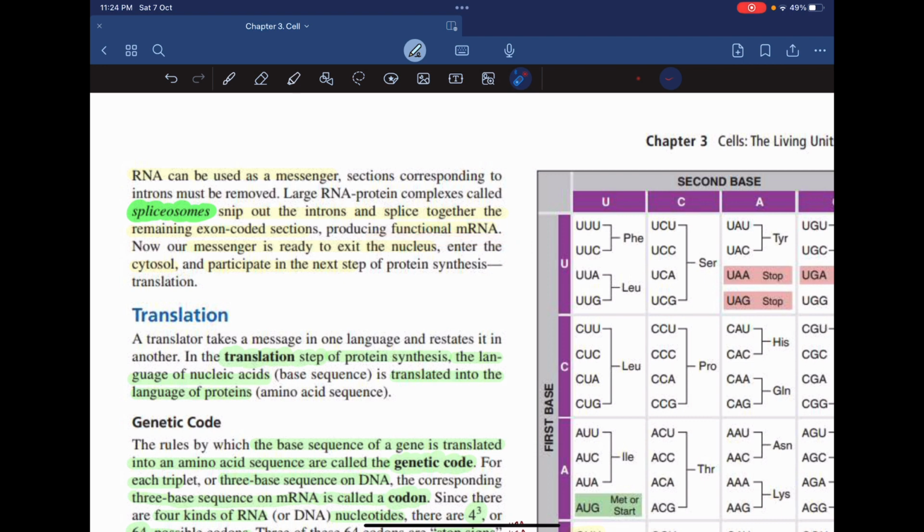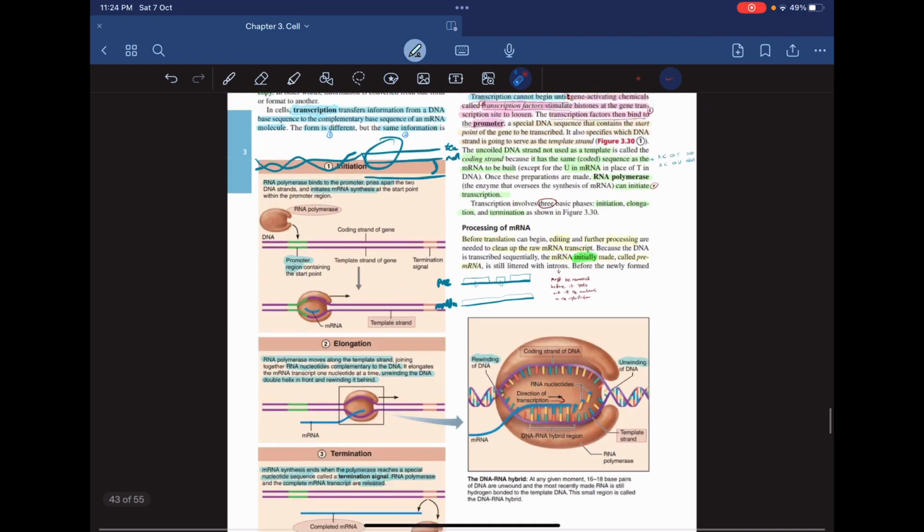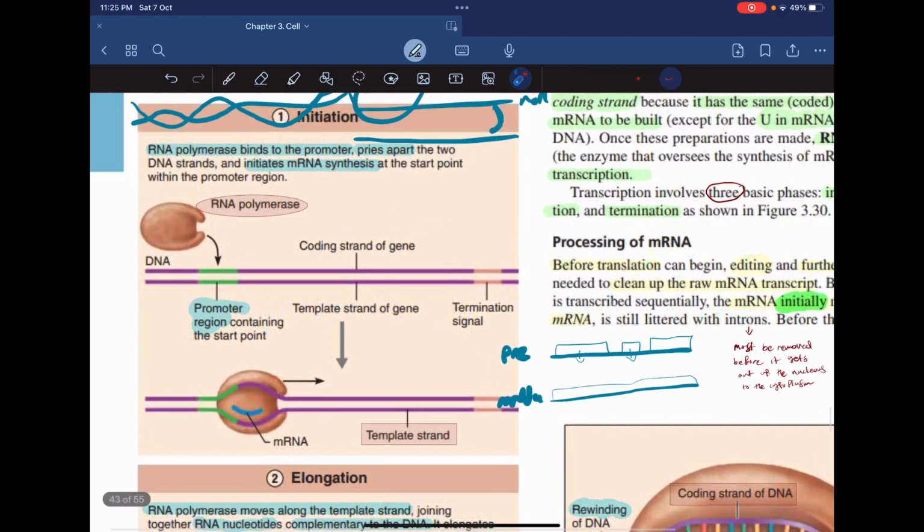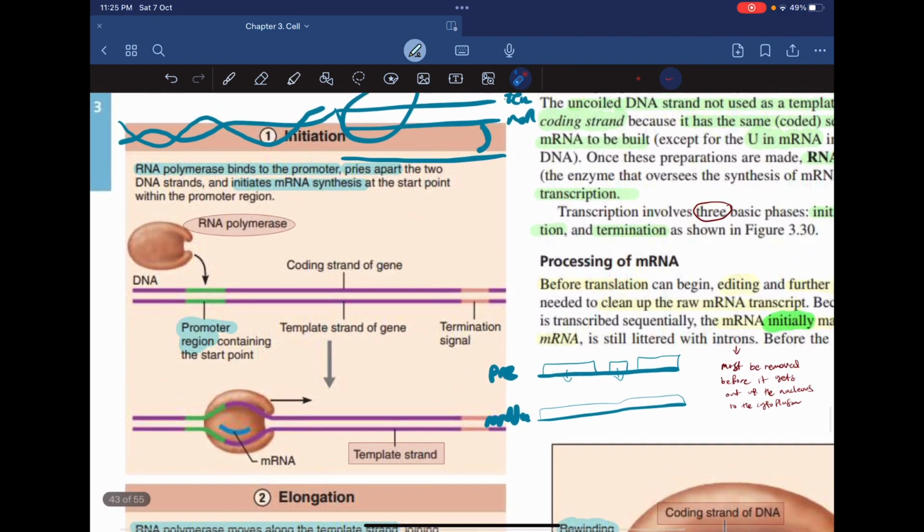Now our messenger is ready to exit the nucleus and enter the cytosol to participate in translation. So we all got that mRNA should be mature before it leaves the nucleus. And how does this happen? It happens by the spliceosome. It cuts the introns and connects exons together and produces a mature mRNA. This is all about transcription. Let's summarize it in these pictures.